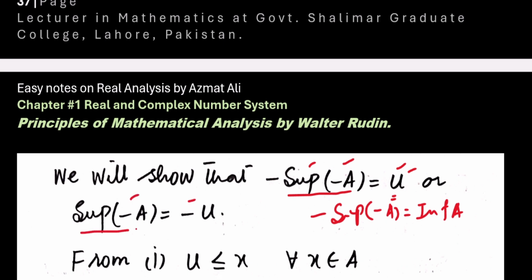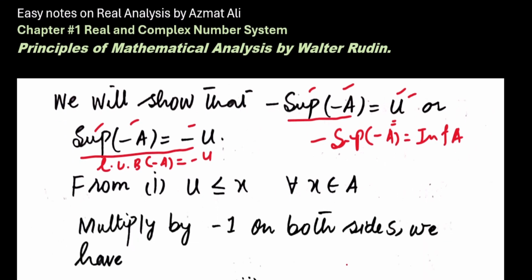What does this expression show? What is the definition of supremum? The definition of supremum is least upper bound. It means we have to show that the least upper bound of minus A is equal to minus U. To prove that minus U is the least upper bound, I will prove this result in two steps. Firstly, I will show that minus U is an upper bound of minus A. This is my first step.